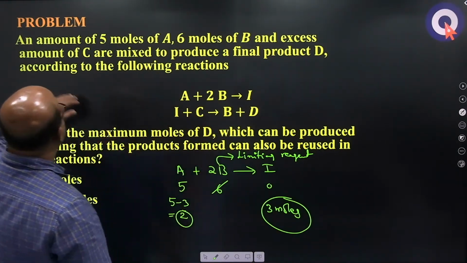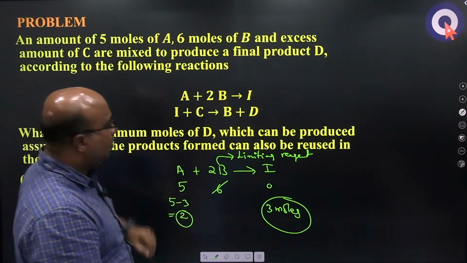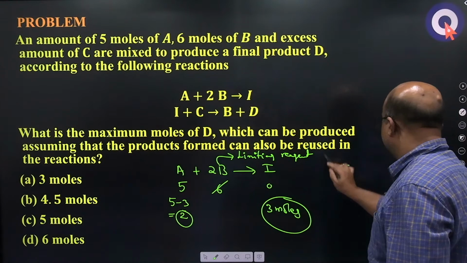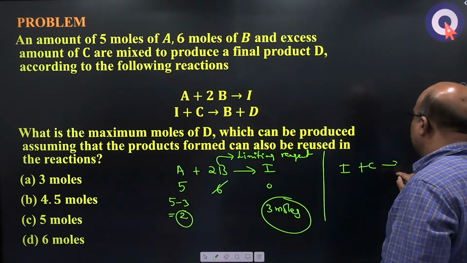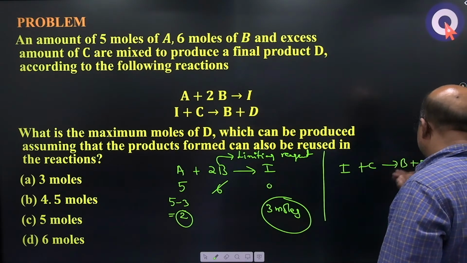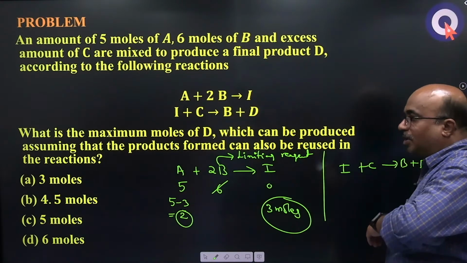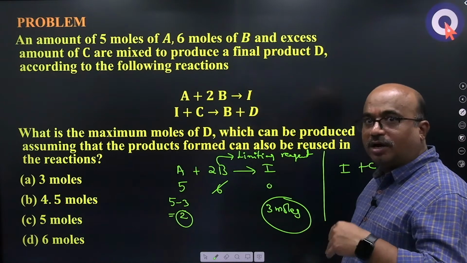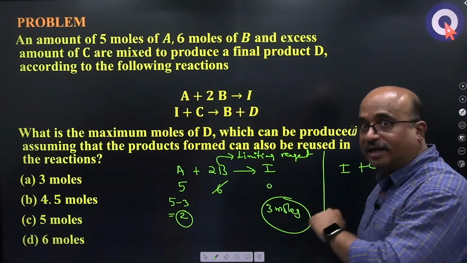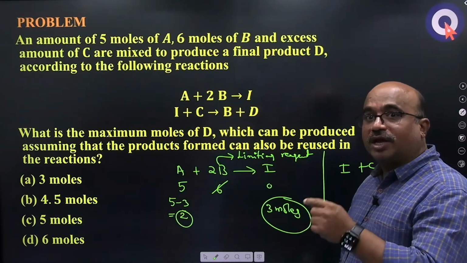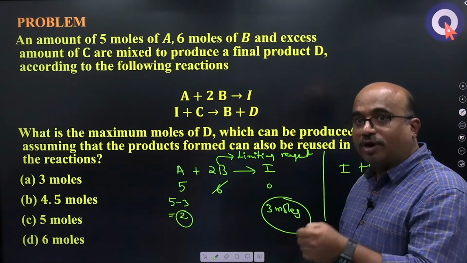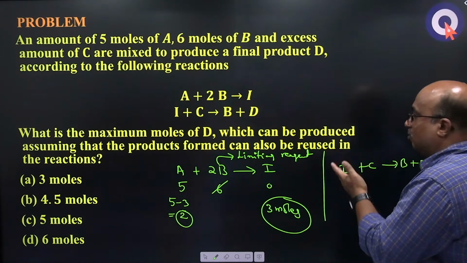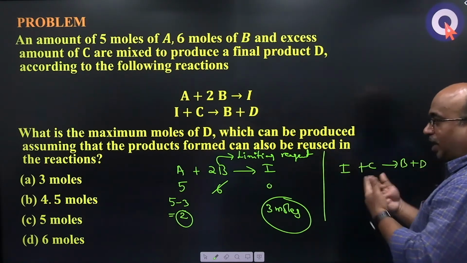But we have an excess amount of C. So I is reacting with C to give B plus D. But how many maximum moles will we get? The product B that is forming in the second equation may also again react with the leftover A. That is the meaning of what is being asked: the maximum, since it can be reused again.